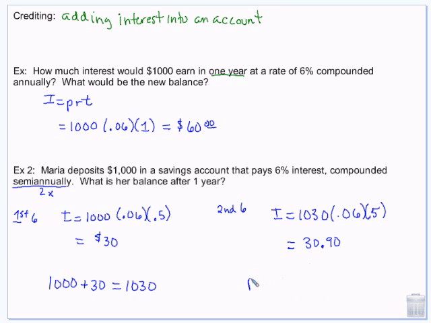So her balance would be $1,030 plus $30.90. So at the end of the year, she would have made $60.90. Whereas if it had been simple interest, she would have only made $60. So she earned almost an extra whole dollar.